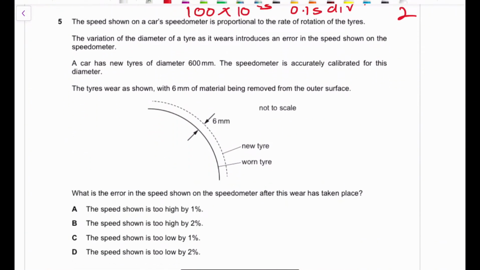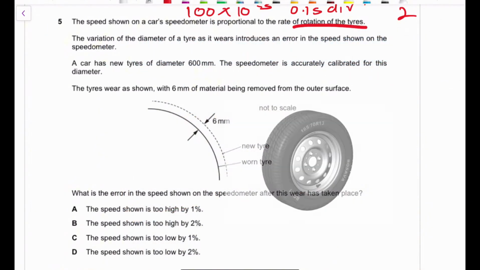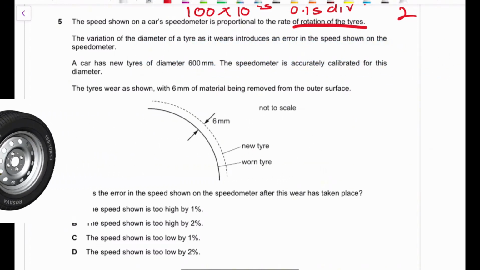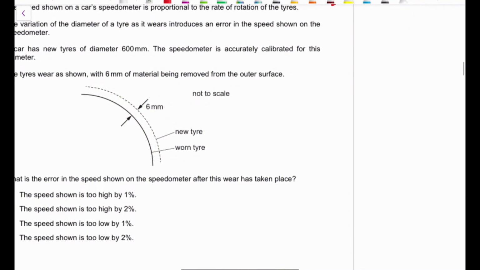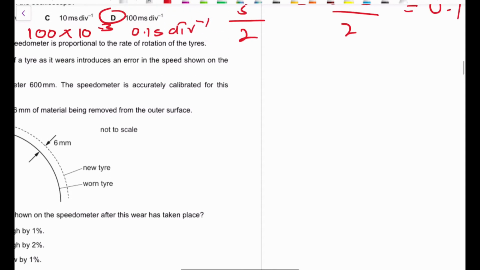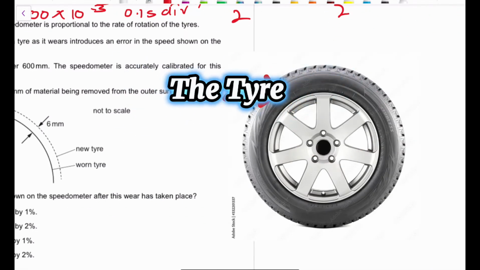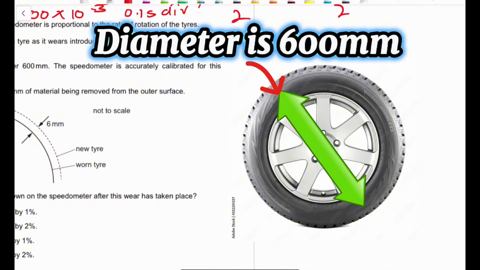And we know that the speed shown on a car speedometer is proportional to the rate of rotation of the tires, okay? So the variation of the diameter of a tire as it wears introduces an error in the speed shown on the speedometer, okay? So very important. A car has new tires of diameter 600 millimeters, okay? So basically, if you're going to have a tire, it's going to be like this. Let's draw it, right? So this is going to be our tire, and it's going to have a diameter of 600, right? So it's very important for us to be aware of this.